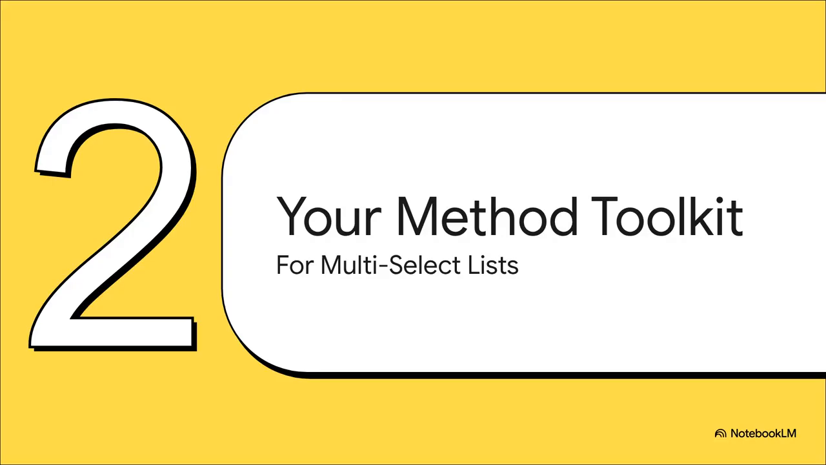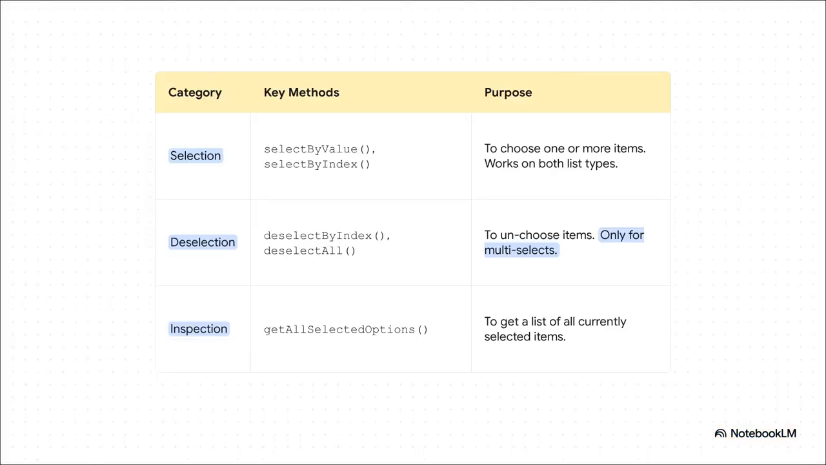All right, so we get the what and the why. Now for the fun part, the how. Let's open up our toolkit and see what Selenium's Select class gives us to master this challenge. Here are the core tools, and we can think of them in three groups. First up, selection. These are the methods you already know and love, and they work just fine here. But the real power comes from the next two categories. Deselection gives you methods that are exclusive to multi-selects, letting you unpick items. And inspection is how we ask the list, hey, what's currently selected?